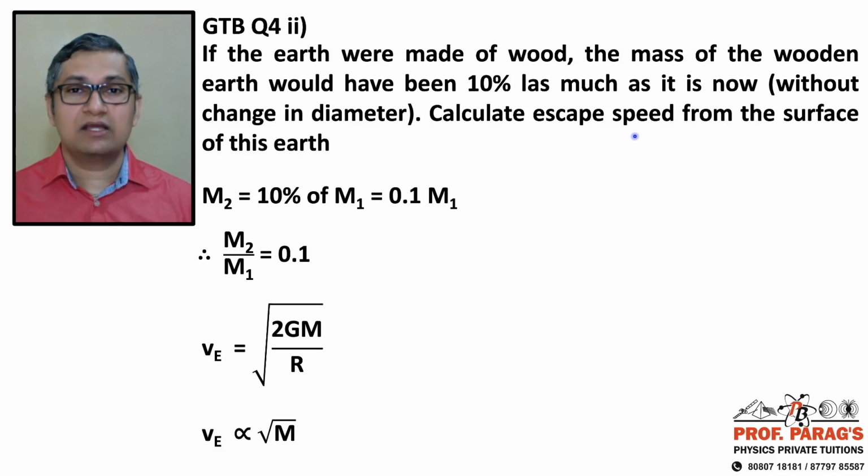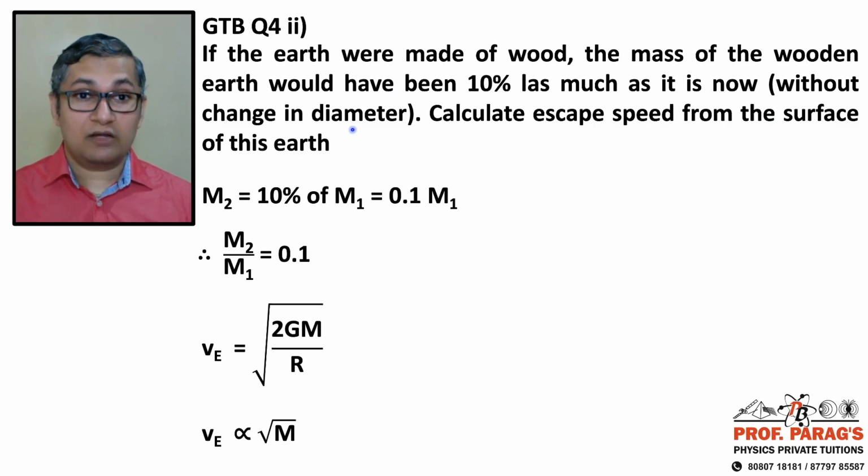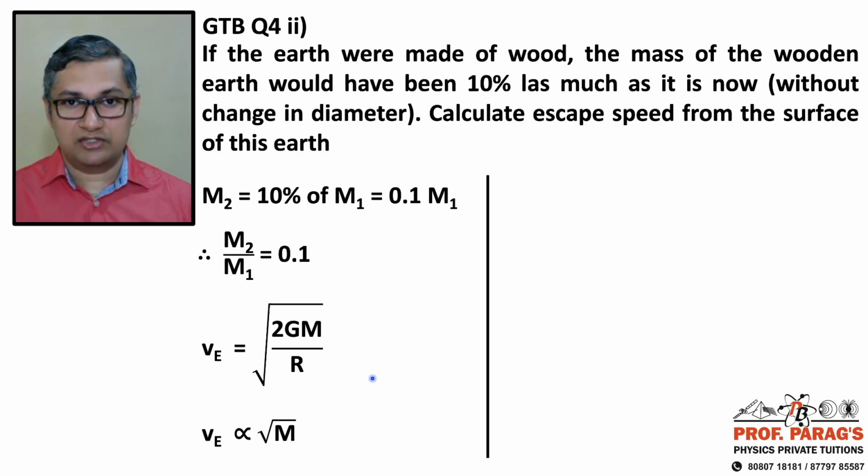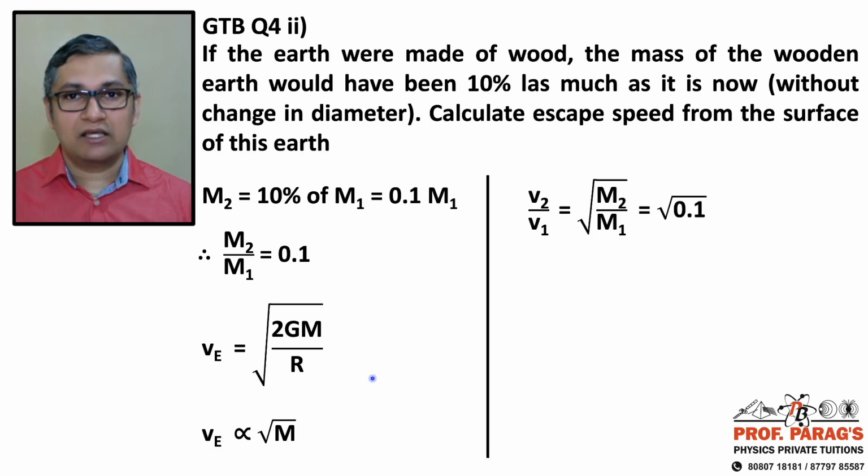So 2 is a constant, capital G is a constant, capital R is not changing. You see they are mentioning in the question without change in the diameter. So the diameter or the radius of Earth is not changing. But what about the mass of Earth? Yes, that is changing. So capital M is not a constant here. So the mass of the Earth is changing. All right. So if escape velocity is directly proportional to the root of the mass of the Earth, then I can just take a ratio now and say V2 by V1 is square root of M2 by M1.